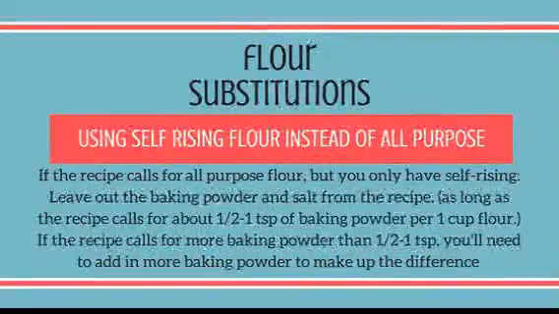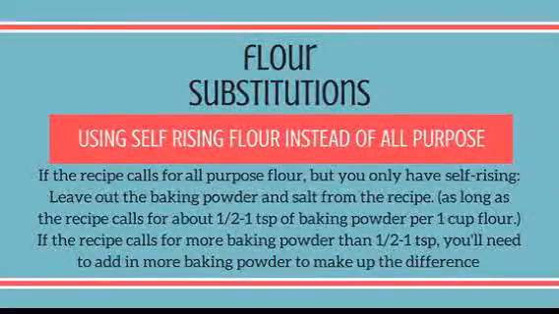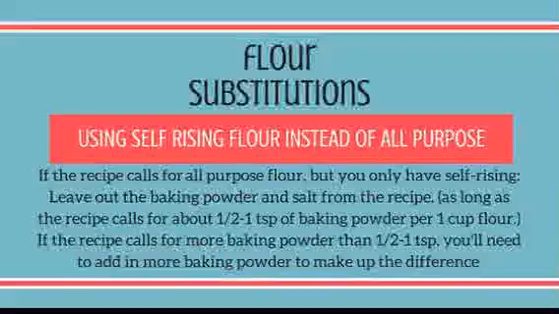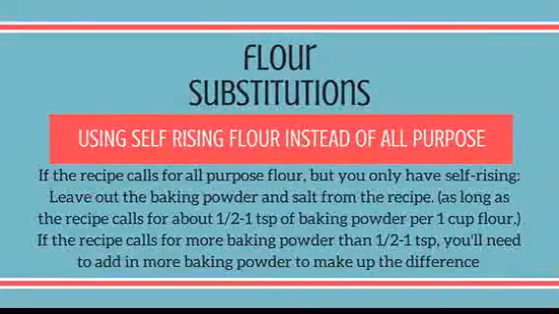Okay, and the last flour substitution is using self-rising flour instead of all-purpose flour. So if the recipe calls for all-purpose flour, but you really only have self-rising, you can do it, but now it starts to get a little bit more complicated. So whatever your recipe says about baking powder and salt, you're going to have to leave that out of what the recipe tells you to add in. You just leave that part out because you're working with self-rising flour and your flour already has that baking powder and salt added to it.